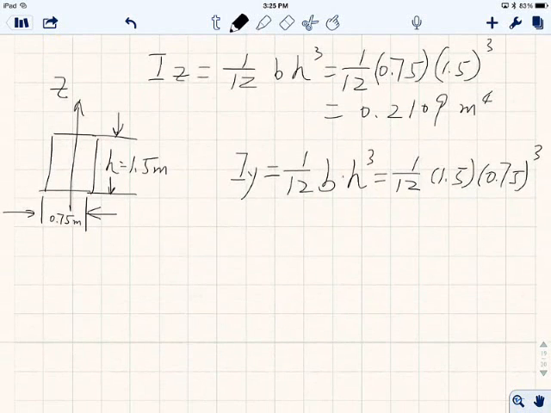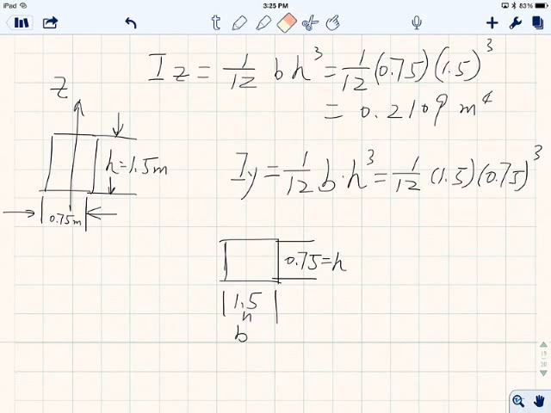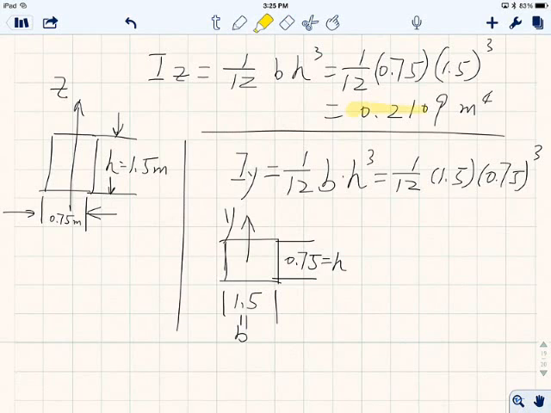No. Okay. All right. So in this case, it's the other way. The base is 1.5, the height is 0.75. Now this is Iy, and this is Iz. So I have another two numbers which will be useful for my calculation. Basically, that tells you the area moment of inertia is a quantity to measure how easy it is to bend under a certain amount of applied moment, right?